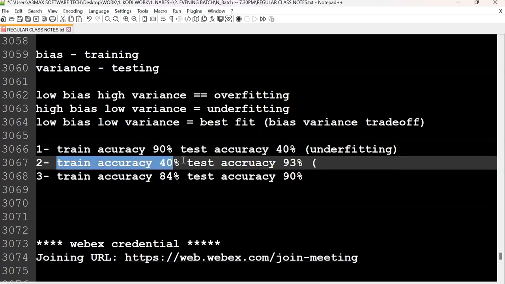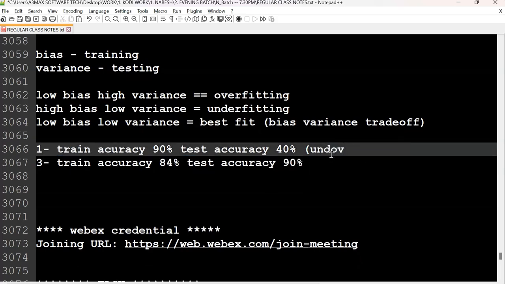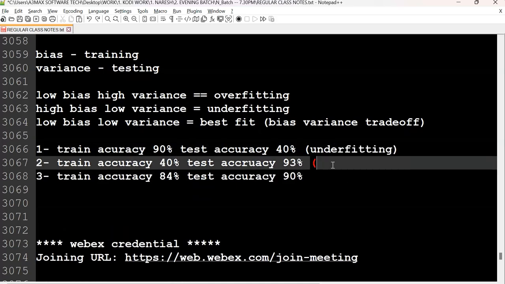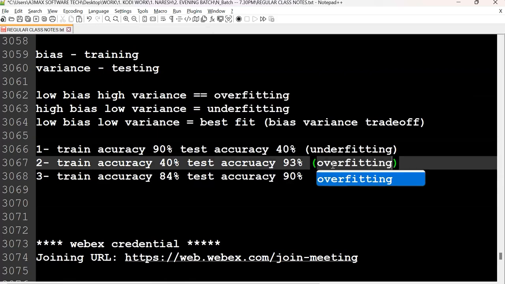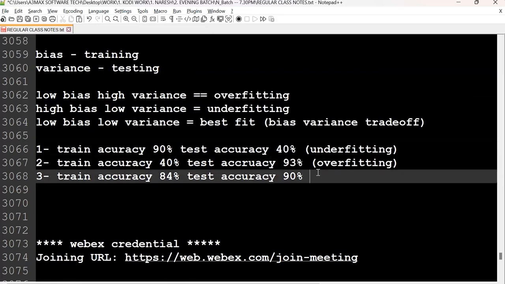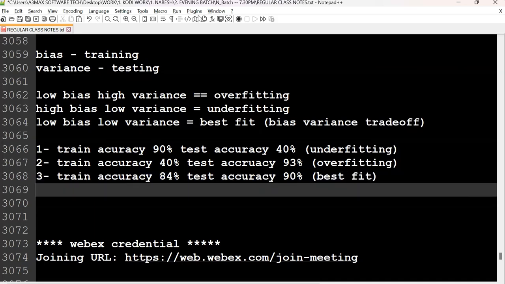Low bias, high variance. Overfit. Clear now? What about this? Low bias, low variance, because 90 and 84 are both in the same range or not? So this is called best fit model. Whenever we build any model, if both accuracies are close, that means it is a best fit model.